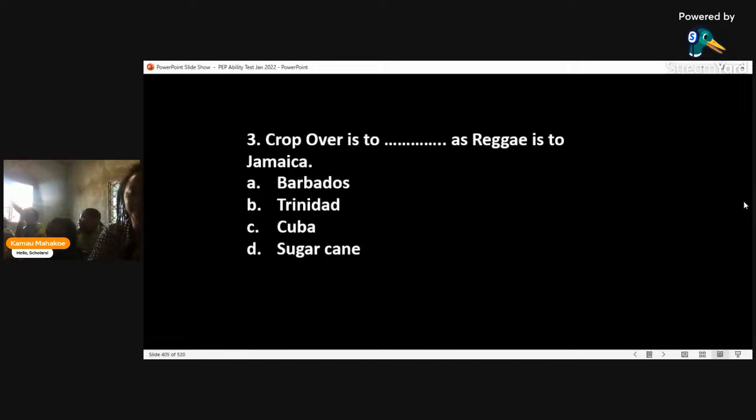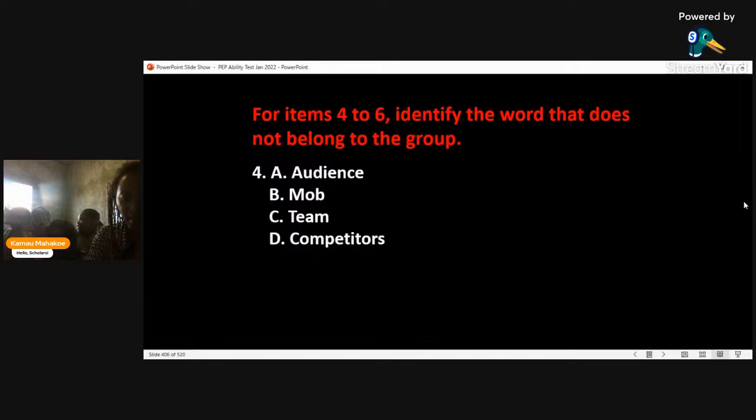All right. Crop Over is to dash, as reggae is to? Reggae means Jamaica. Jamaica. Crop Over is to what? As reggae is to Jamaica. Barbados. The Crop Over festival is in Barbados. Occurs in Barbados.